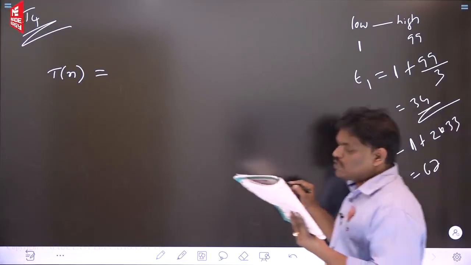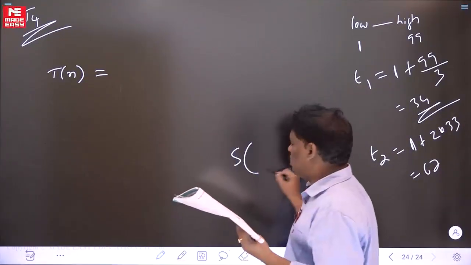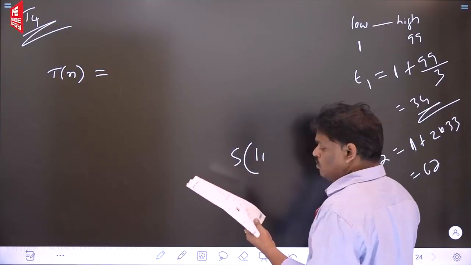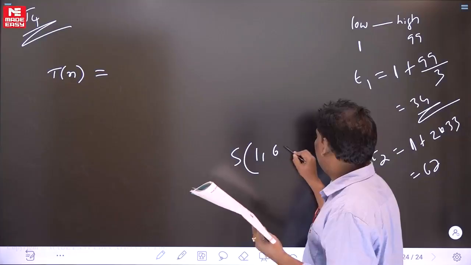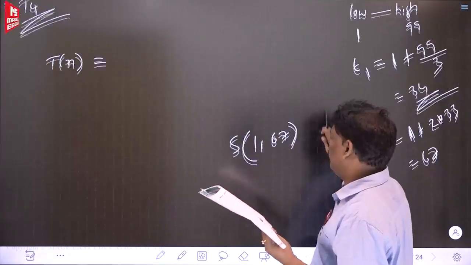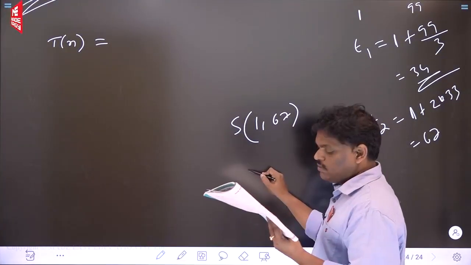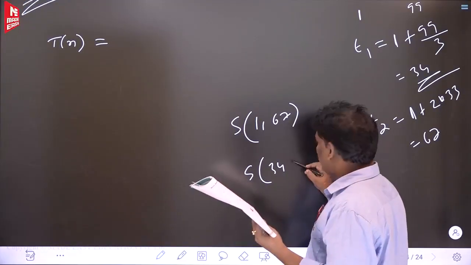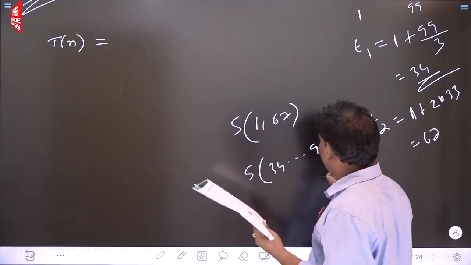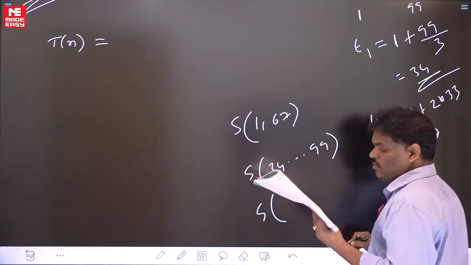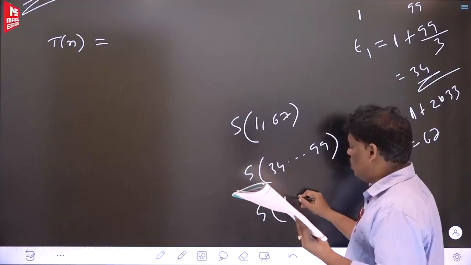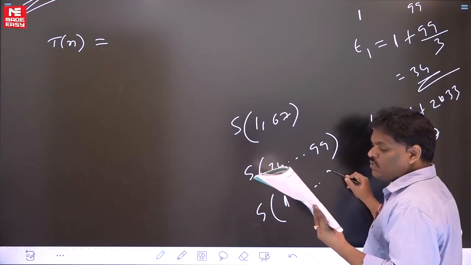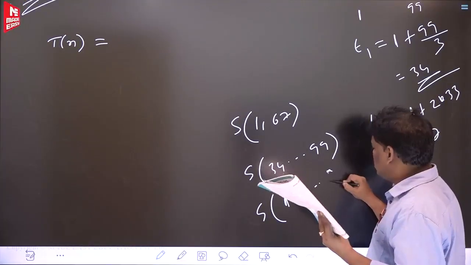Now can you help me? What is the first function called? Sorting of low to T2, that is 1 to T2. T2 means how much? 67 or 66, whatever it is. What is the next function called? T1. What is T1? 34 to high. High means what? 99. What is the next one? Low, 1 to T2. T2 means how much? I think the first function call and third function call are the same. What is the answer? 67.